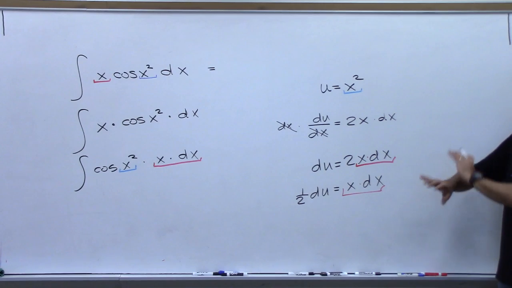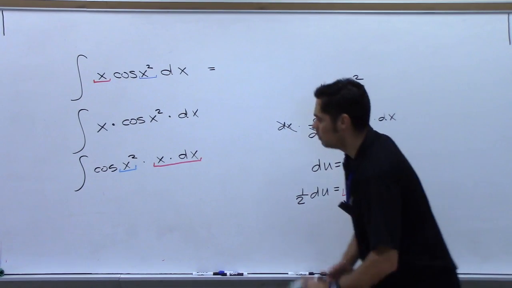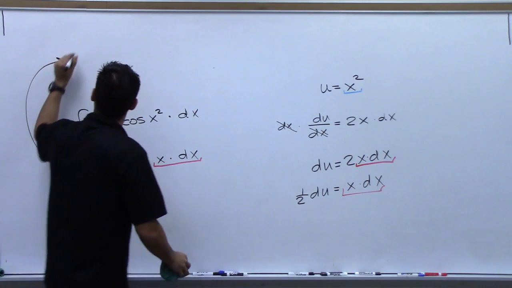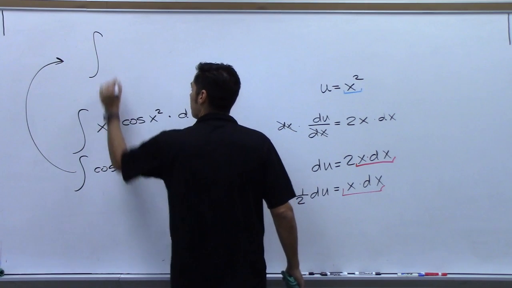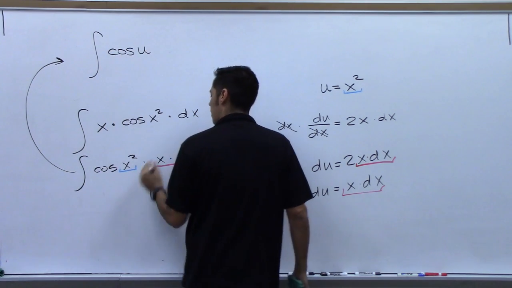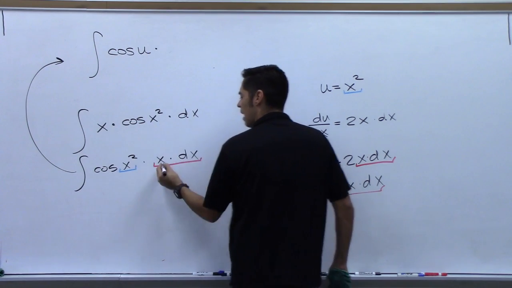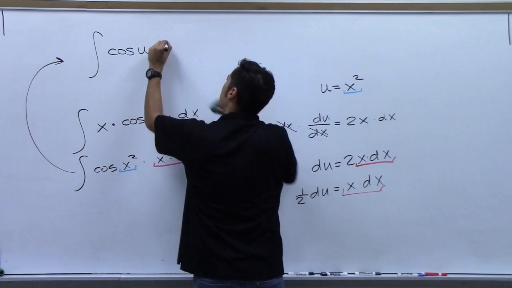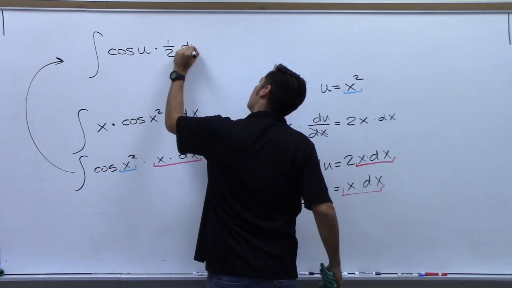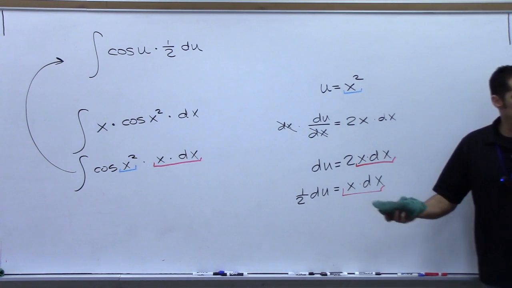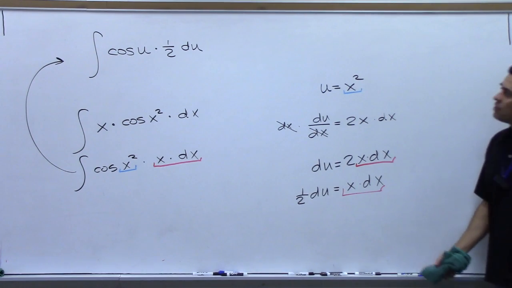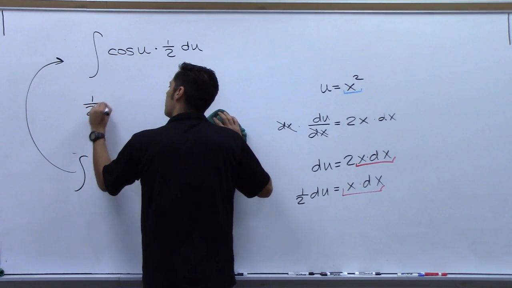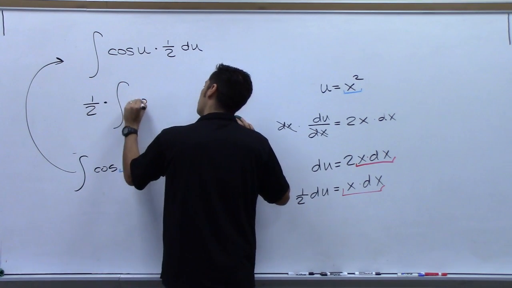So at this point, I'm going to rewrite the whole problem. You take this. I'm going to rewrite this as the integral of cosine of what? U. And then times x dx. X dx is 1/2 du. 1/2 du. With me? Notice the entire problem is in terms of u. All right, so what I'm going to do next is take the 1/2 and bring it out in front of the integral.